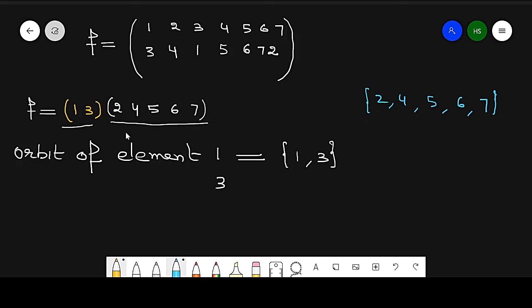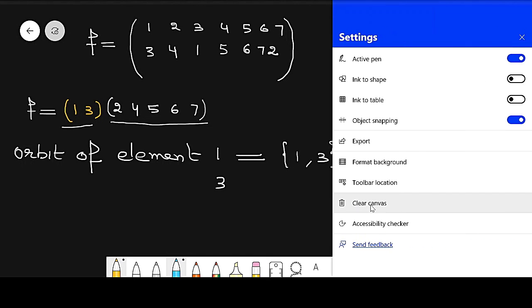Right? Now next, these two permutations are disjoint. Why disjoint? The practical way to find this is to check whether they have a point in common. Here there is no 1 and 3 in the other, so if they have no point in common, they are said to be disjoint permutations. Now let's discuss the definition of disjoint permutations.